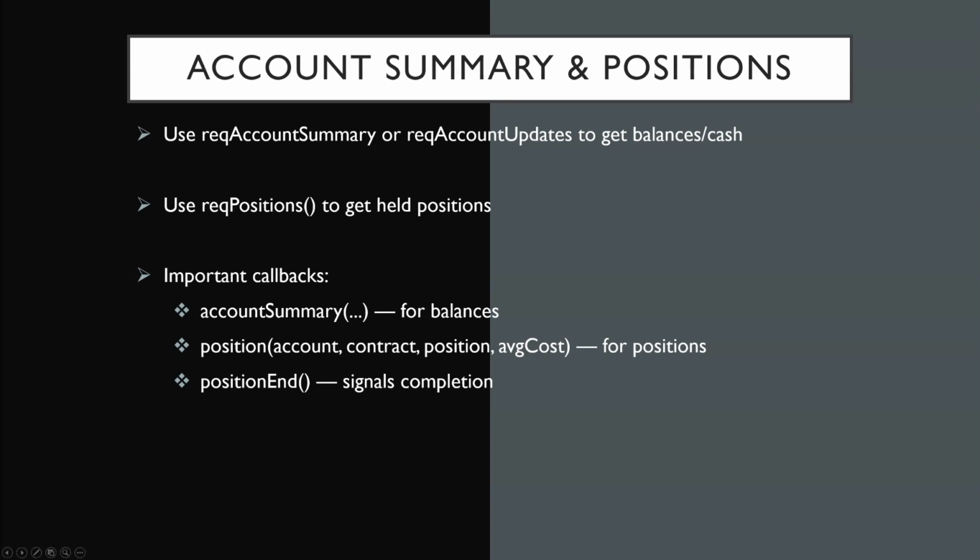Now, the callbacks we need to pay attention to for today's video: we want to request account summary and request account updates. That's how we make the requests for account summary and updates. We also then use request positions to get any positions that we're holding. And so the callbacks we're paying attention to are account summary for balances, position for positions, and position end, which signals completion.